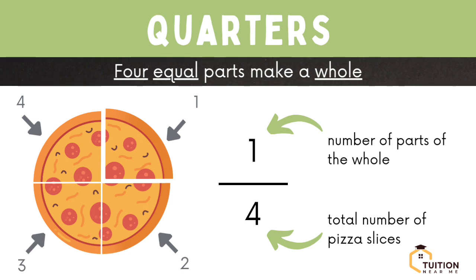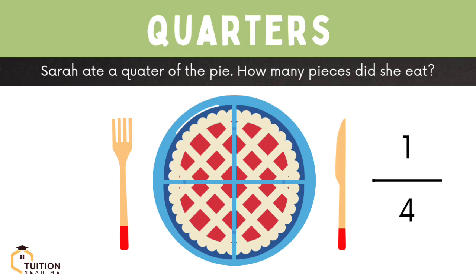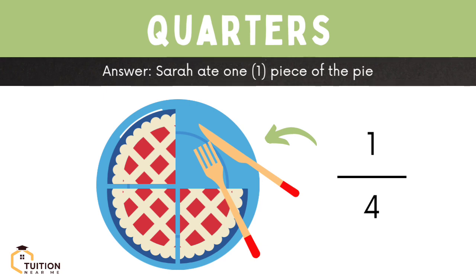Now you know about the basics of fraction, let's move on to more challenging concepts. In this case, we need to share a piece of pie among 4 people. Sarah ate a quarter of the pie. How many pieces did she eat? The answer is, Sarah ate 1 piece of the pie.